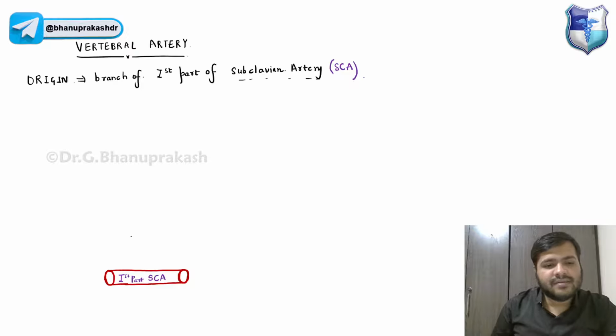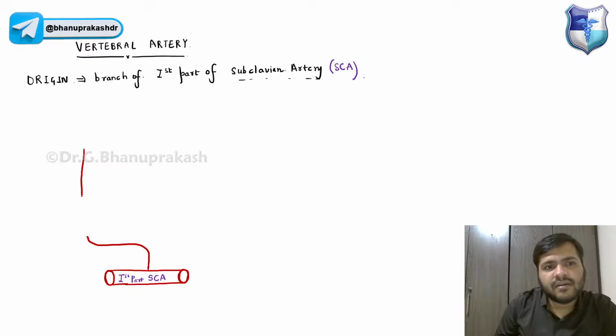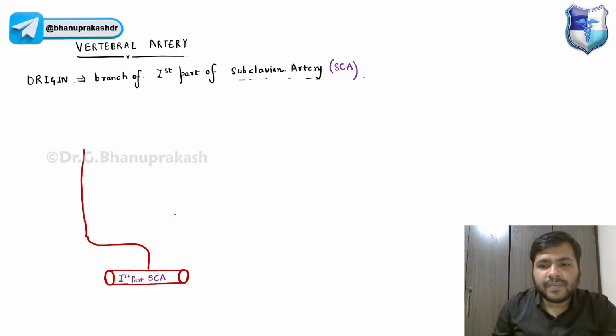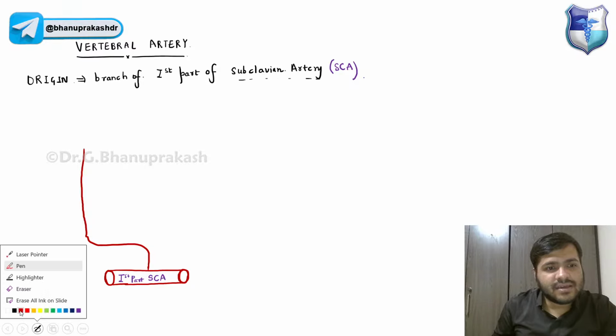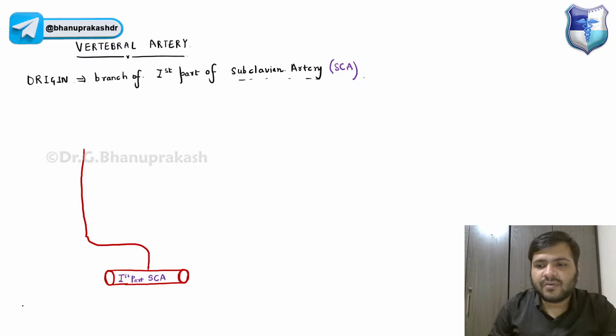Now, this artery, guys. So the vertebral artery is basically from the first part. Let us just try to draw this vertebral artery. This is the first part of the subclavian artery. Now, this part, until it reaches this foramen transversum.